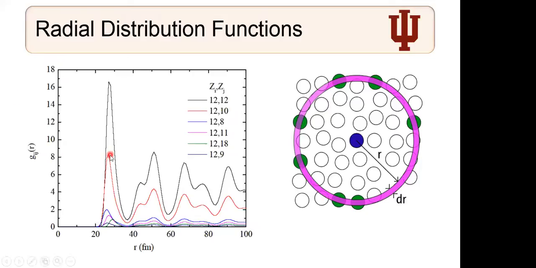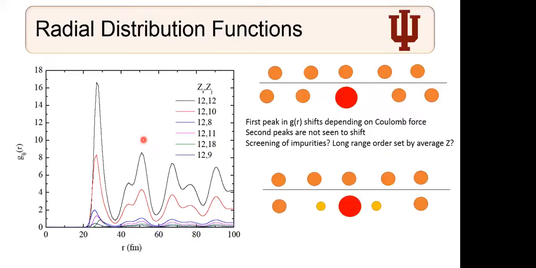But notably, the second peak is not shifted. So this tells us that there might be some sort of screening going on so that the second and third peaks aren't shifted. So this is just a sort of nearest neighbor effect.